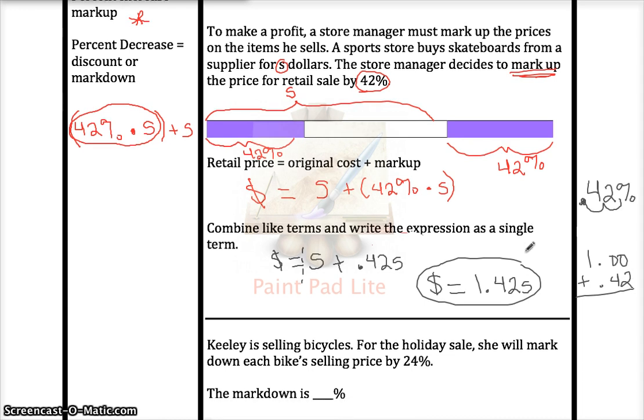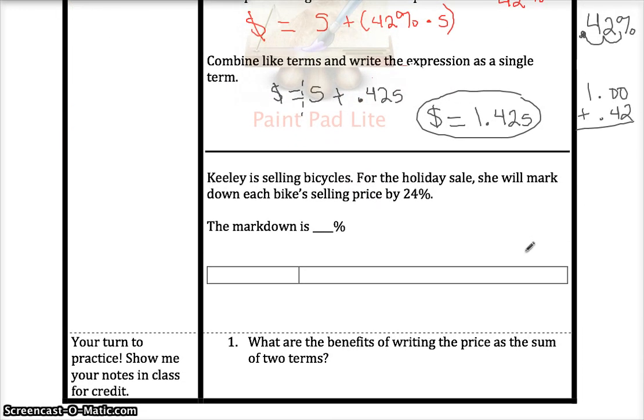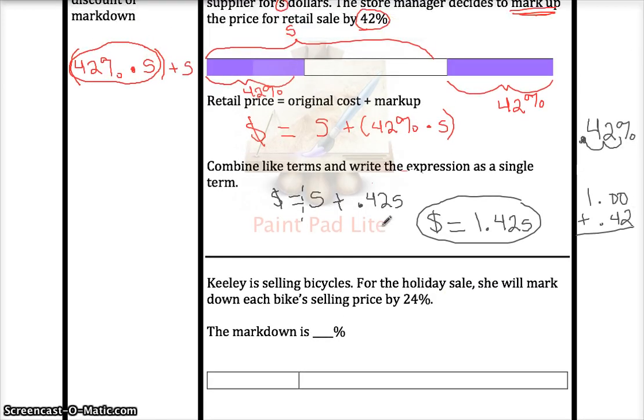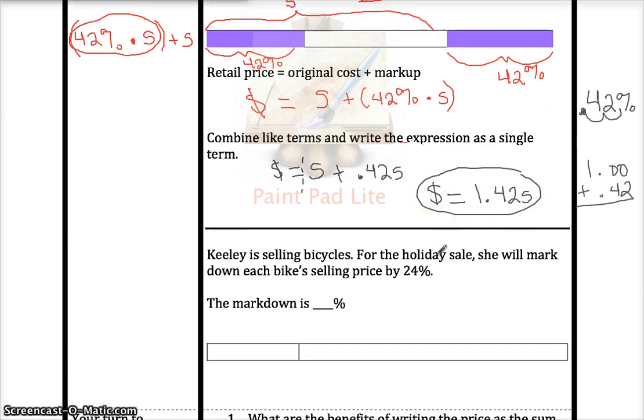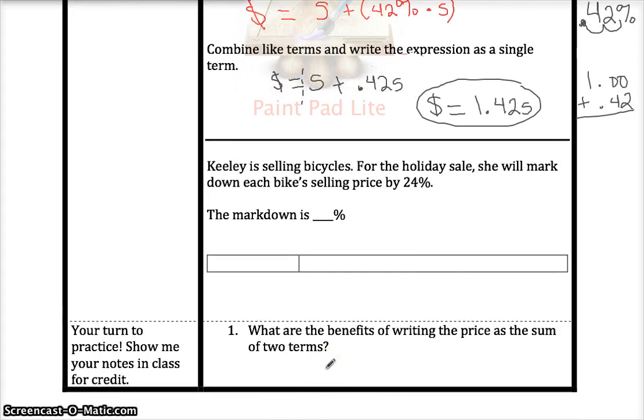And then below on your practice, it asks you only one question, and it's about this problem. It says, what are the benefits of writing the price as the sum of 2 terms? So what is the benefit of writing it like this? And what's the benefit of writing it like this? Why might it be helpful for the manager to know that this is the equation or the expression? And why is it helpful for us to know that this is the final expression? There's not one correct answer for this, so just see if you can write 2 sentences on why this is helpful. I'll write a 2 here so you remember. 2 sentences on why that's helpful.